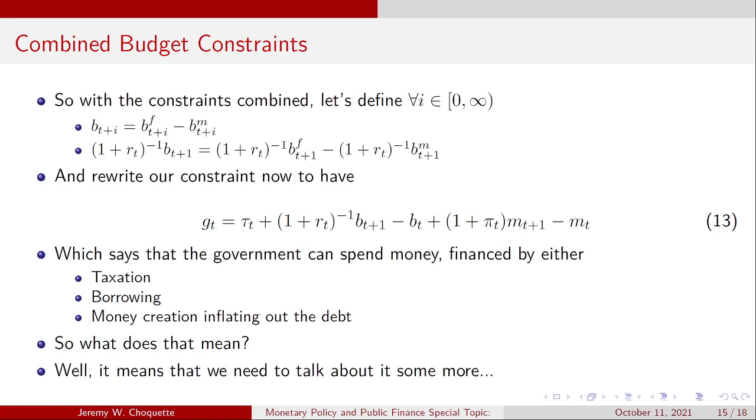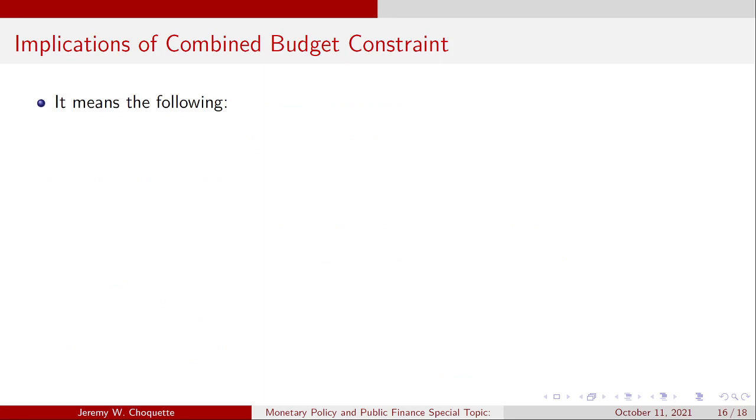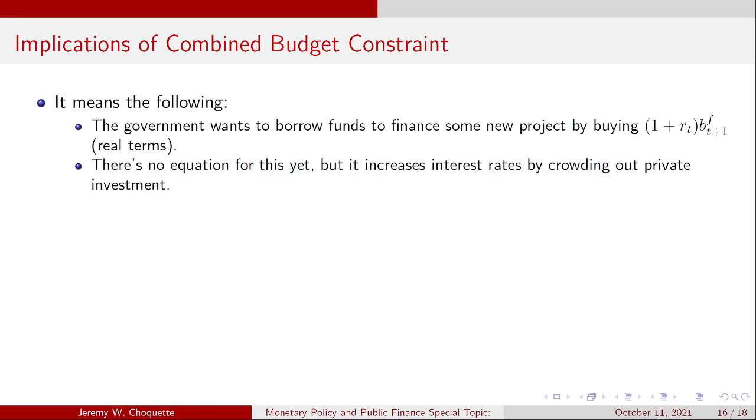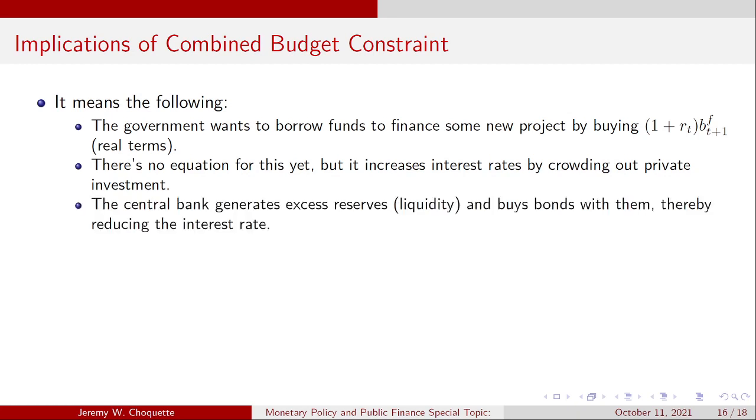So what does all this mean? Well, it means that we have to talk about it some more. It means the government wants to borrow funds to finance some new project by selling some new bonds, right? Now, it's doing this in real terms. There's no equation for this yet, but it increases interest rates by crowding out private investment. You've already seen that before, right? So if the government wants to spend more, they want to borrow more, well, it crowds out private investment. Not good, right?